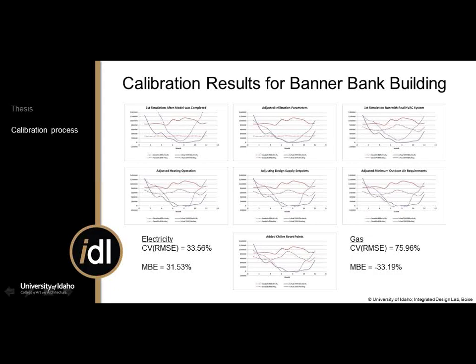So currently, I performed the two methods of deeming the calibrated model. For the electricity, I'm 30% off on both criteria, and for the gas, it's a little bit higher, 75 for the coefficient of variation, and the mean bias error is about -%. I have a high gas consumption.